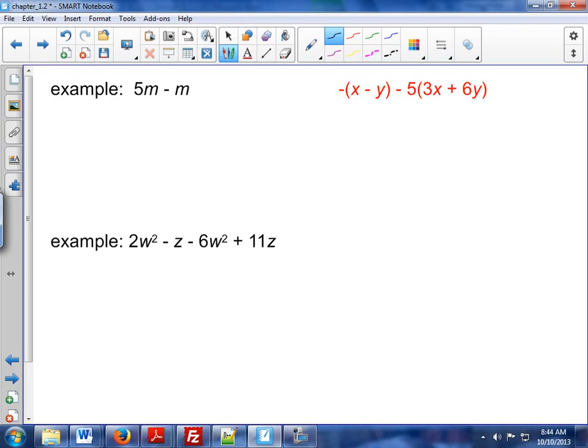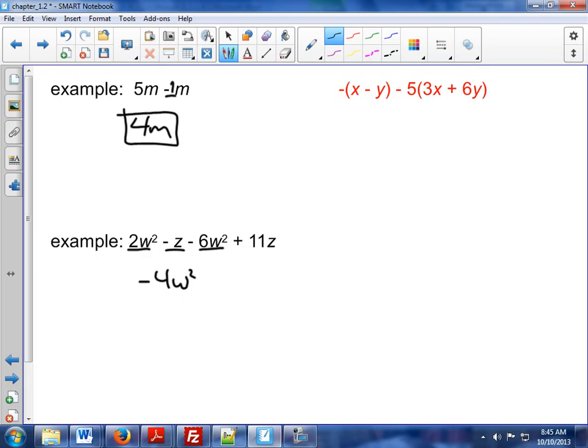Let's do the top one first. Sometimes you may have to put a 1 in there so you'll see it a little bit better. They are like terms. 5m minus 1m is 4m. Down here, I like to underline the first one. I'm looking for any w squareds. Well, there's one. 2w squared minus 6w squared is negative 4w squared.